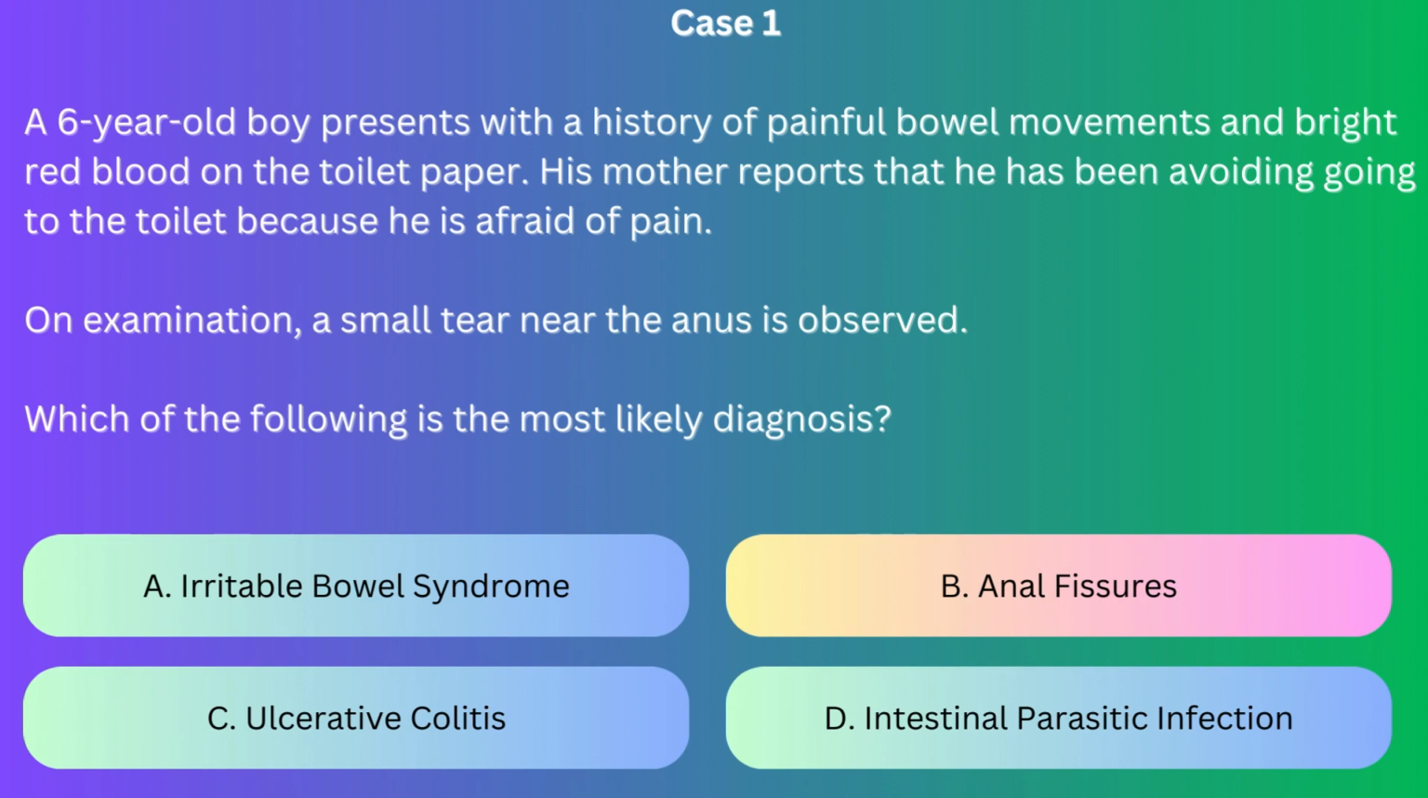Anal fissures are characterized by a small tear in the lining of the anus, often caused by passing hard or large stool, leading to painful bowel movement. The presence of bright red blood on the toilet paper and pain during defecation are typical symptoms of anal fissure. Anal fissures are common in children and are usually diagnosed based on symptoms and physical findings. Other options like irritable bowel syndrome, ulcerative colitis, and intestinal parasitic infection generally present with more systemic symptoms and don't typically cause isolated anal pain and bleeding.